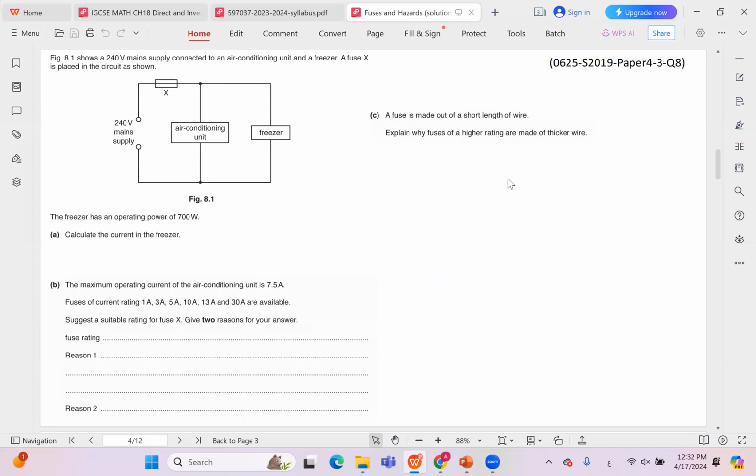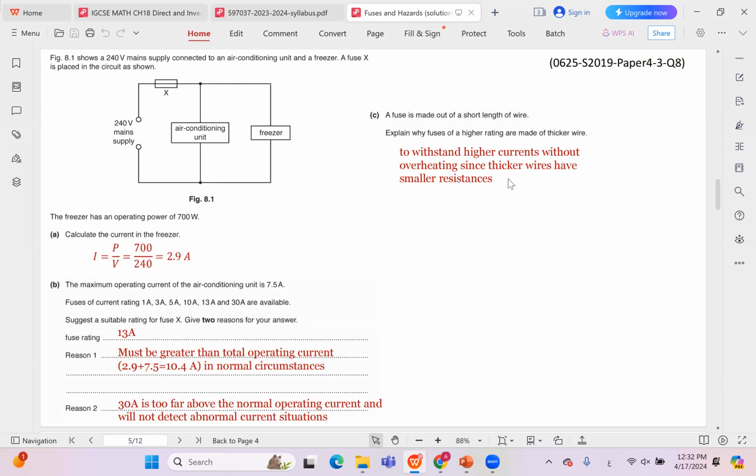Figure 8.1 shows a 240 volt mains supply connected to an air conditioning unit and a freezer. A fuse X is placed in the circuit as shown. The freezer has an operating power of 700 watts. Calculate the current in the freezer.